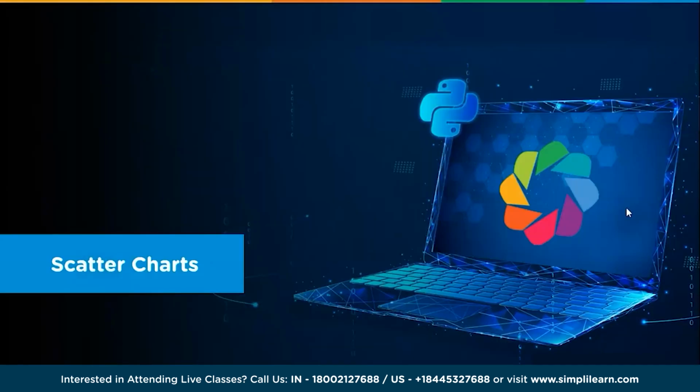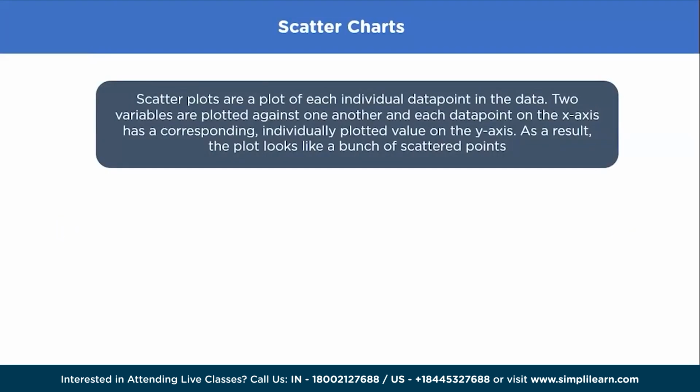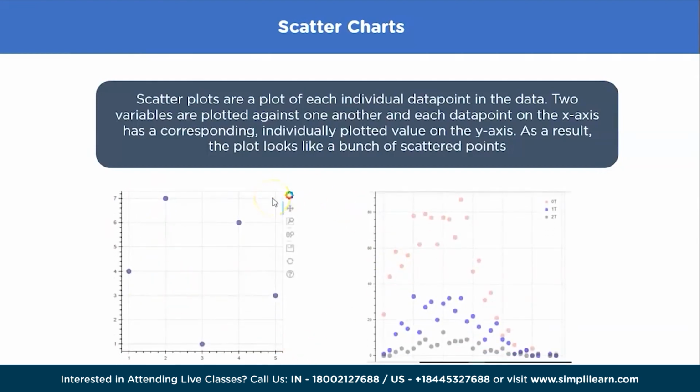Next, let's take a look at scatter charts and how you can plot them in Bokeh. Now, scatter plots are a plot of each individual data point in the data. Two variables are plotted against one another, and each data point on the x-axis has a corresponding individually plotted value on the y-axis. As a result, the plot looks like a bunch of scattered points. These are some examples of scatter charts. Here, each point on the chart corresponds to a value on the x-axis and its respective value on the y-axis. Using scatter plots, we can see how two different variables correspond to each other.